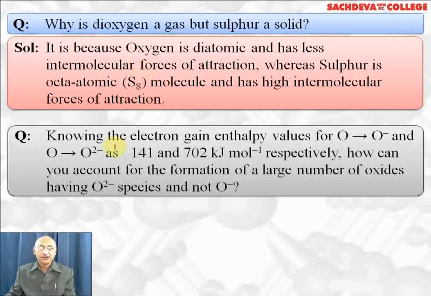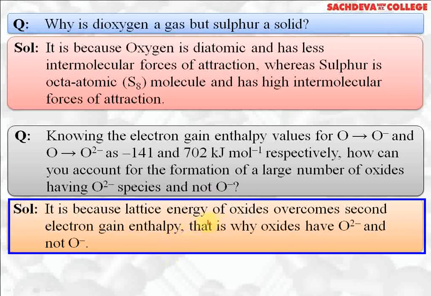Knowing that electron gain enthalpy values for O to O minus and O to O minus 2 are minus 141 and 702 kilojoules per mole respectively, how can you account for formation of large number of oxides having O minus 2 species and not O minus? Reason is that oxides having O minus 2 species have high lattice energy which overcomes the second electron gain enthalpy. That is the reason that all oxides contain O minus 2 species and not O minus species. So lattice energy of oxides overcomes second electron gain enthalpy. That's why oxide contains O minus 2 and not O minus.